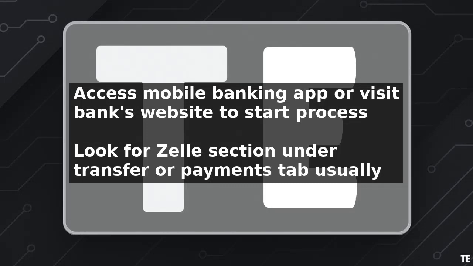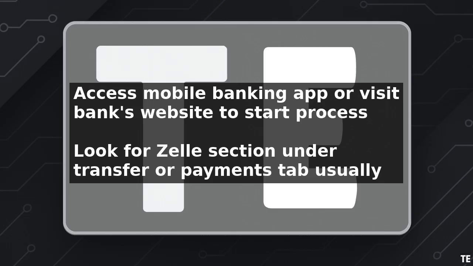To turn off Zelle Autopay, start by accessing your mobile banking app or visiting your bank's website. Look for the Zelle section, which is usually found under the Transfer or Payments tab. Select the Zelle option and navigate to the Settings or Preferences page.